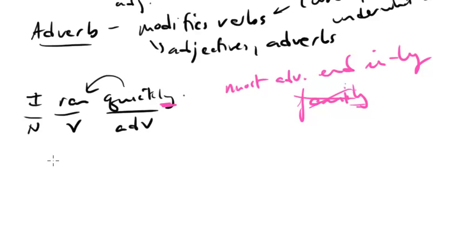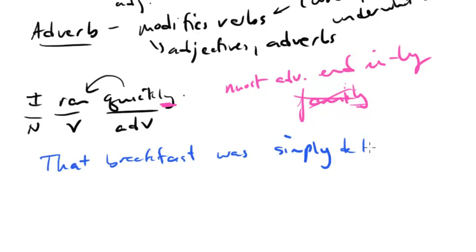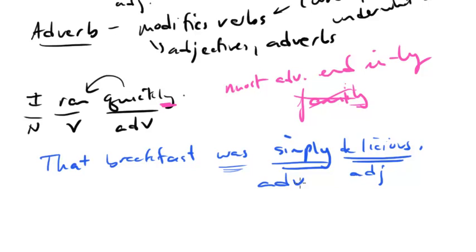How about an adjective? That breakfast was simply delicious. Now, we haven't talked about linking verbs yet, but you'll have to take my word for it, this is an adjective, right? It's describing the breakfast. That breakfast was simply, here's an adverb, simply delicious, right? It's telling us something about the adjective, modifying it. Usually when you've got adverbs with adjectives or adverbs with other adverbs, it's telling you something about the intensity or the magnitude of that action or that adverb or that adjective.